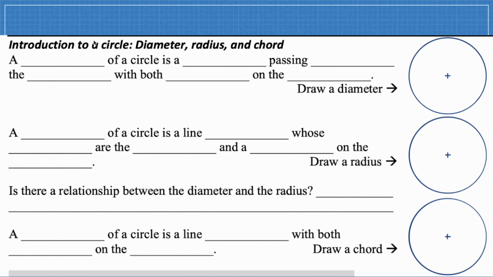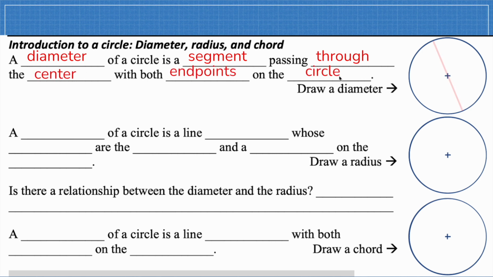In this video, we're going to go through the introduction to a circle. We're just going to go over the definitions for diameter, radius, and chord. The diameter of a circle is the segment passing through the center with both endpoints on the circle.